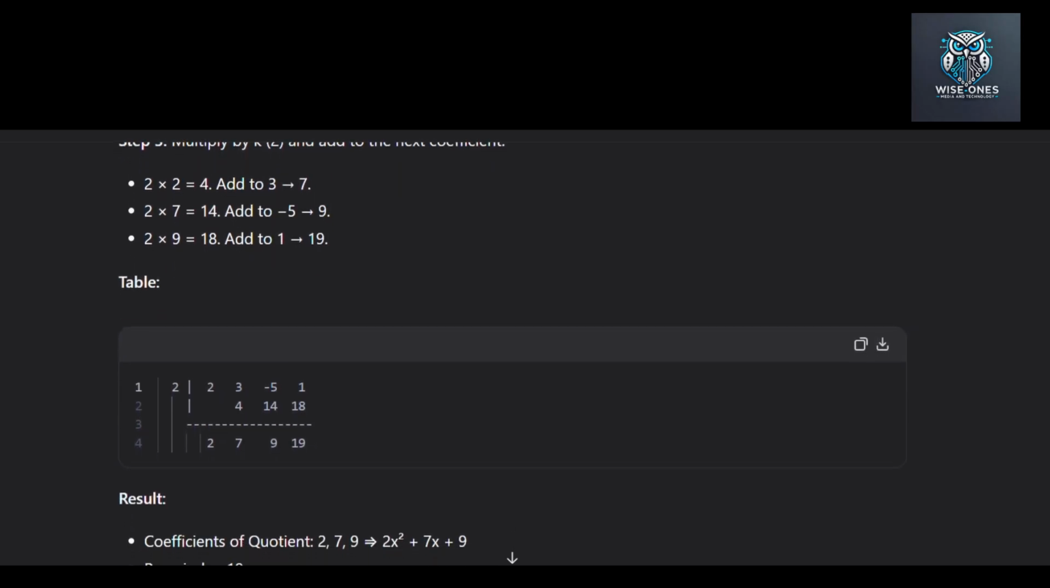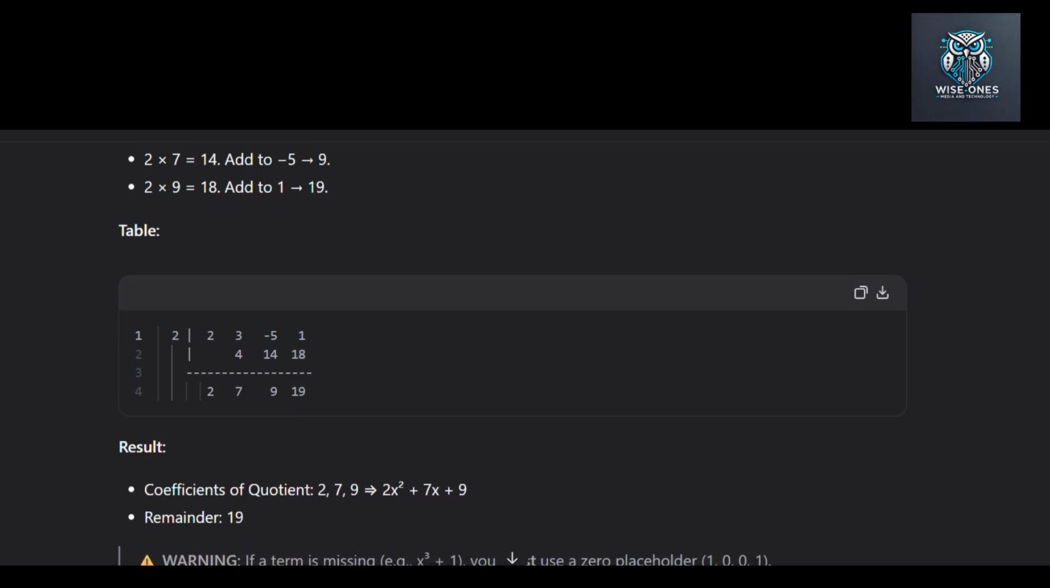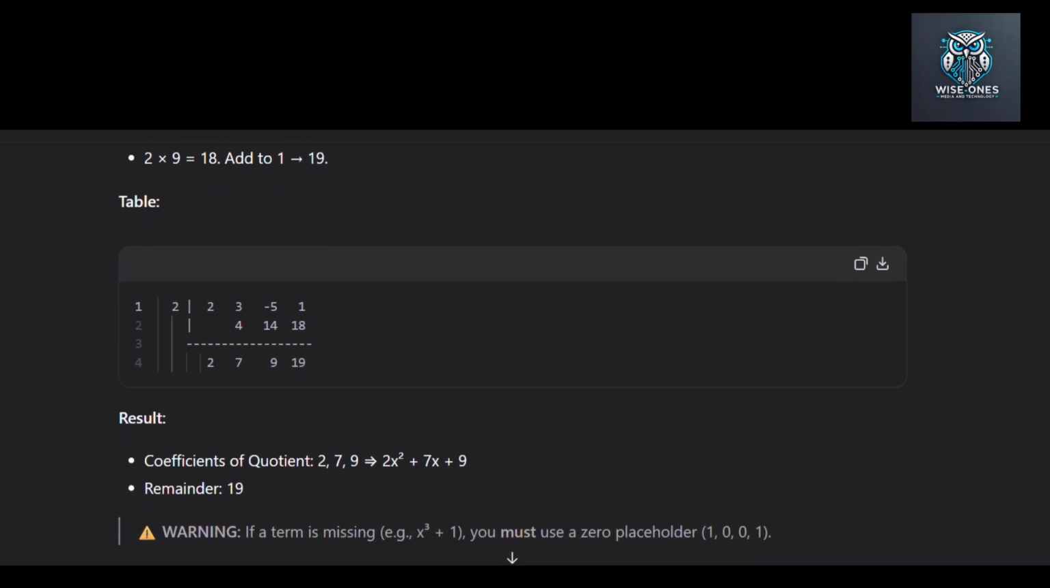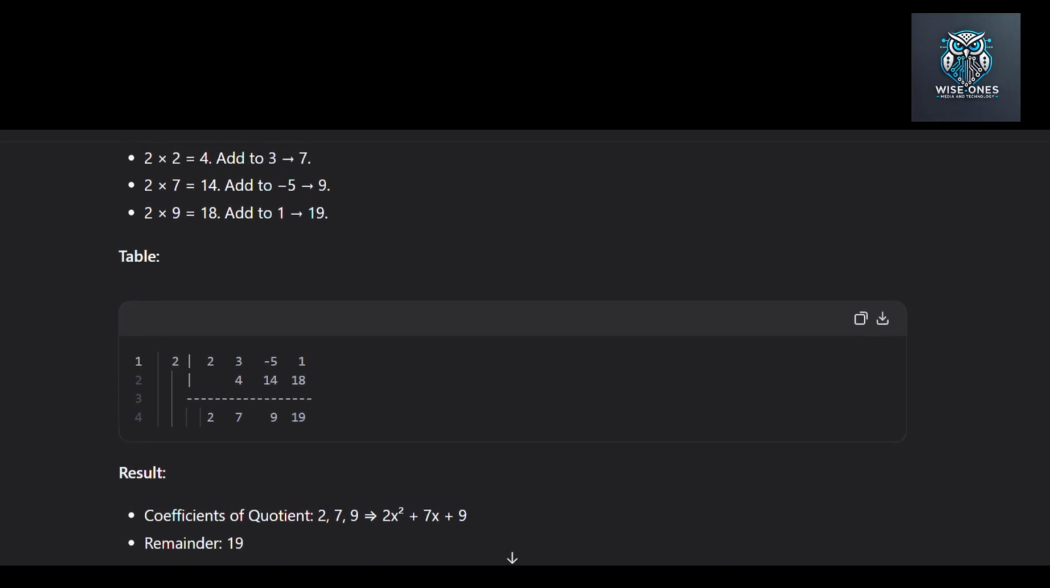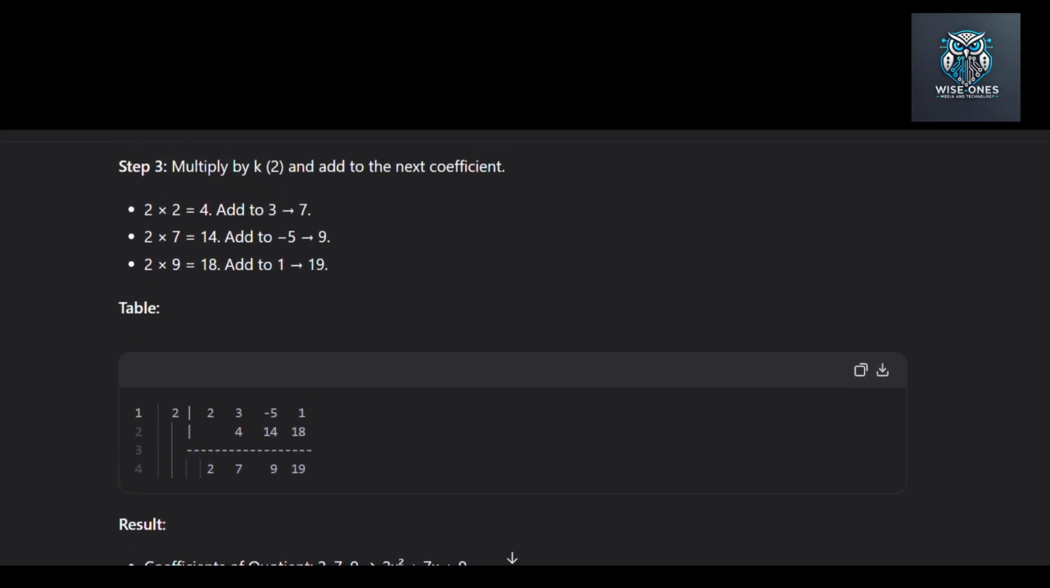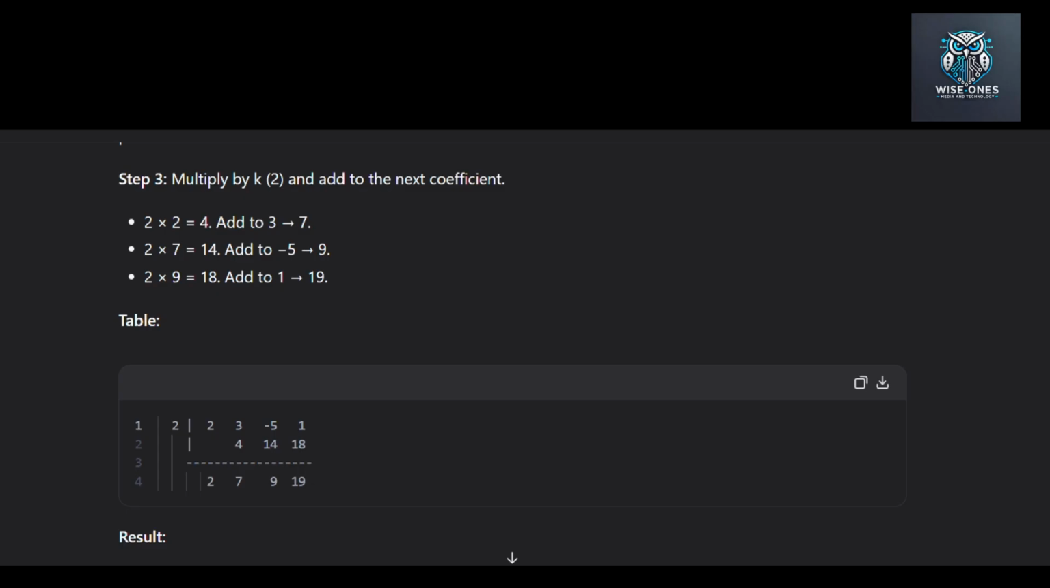Now multiply this 7 by the k outside, which is 2. 7 times 2 is 14. Write this 14 under the next coefficient, which is negative 5. Add them. Negative 5 plus 14 is 9. Write 9 below the line. Now multiply this 9 by the k outside, which is 2. 9 times 2 is 18. Write this 18 under the last coefficient, which is 1.